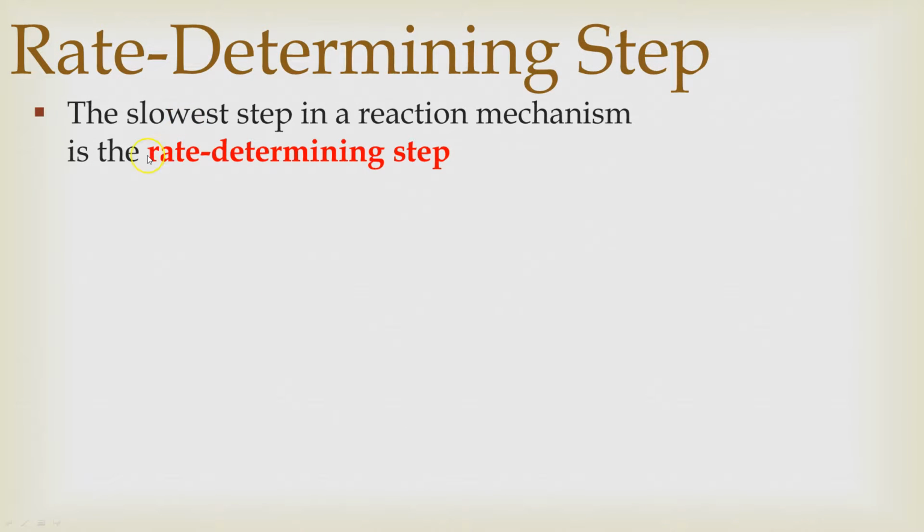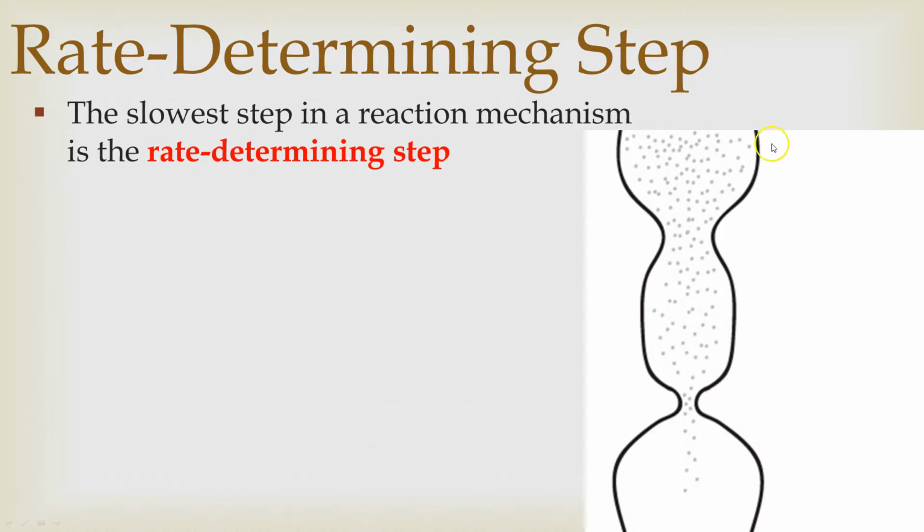Finally, the rate determining step. The slowest step in any reaction mechanism is going to be the rate determining step. Think of it as like filtering sand through this weird little hourglass there. The one that's going to limit how quickly sand can make it to the bottom, that's going to be the narrowest one. We would say that this is the rate determining step of this reaction because it's the narrowest.